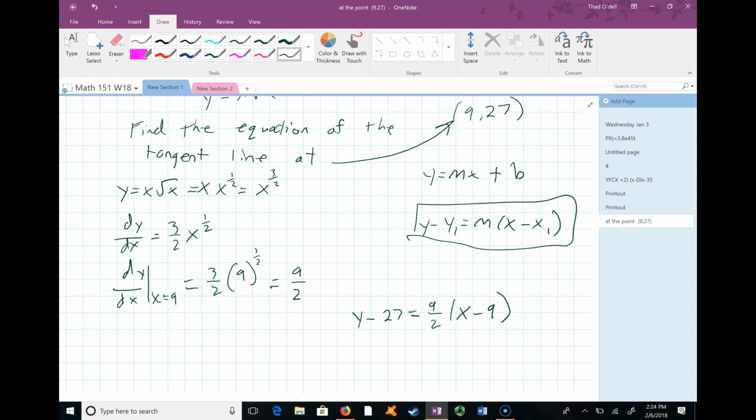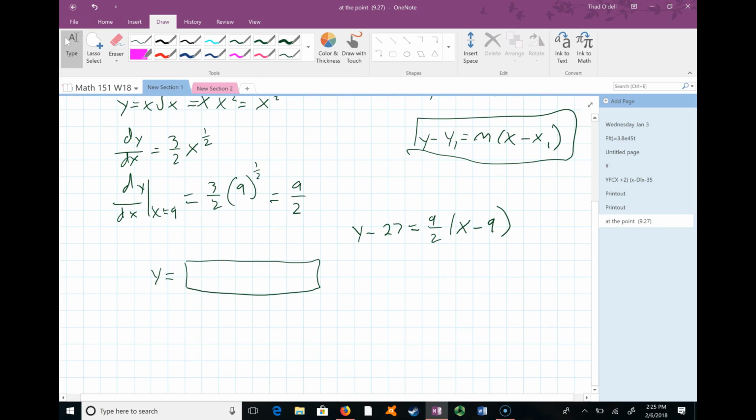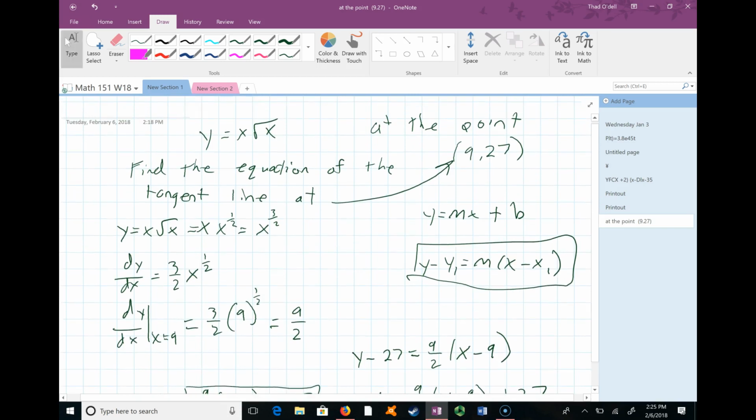But of course, in the web work, it basically has a y equals and then a box. So they're providing the y, and we have to adjust this. I'd add 27 to both sides, and I get y equals 9/2 times x minus 9 plus 27. So now I have the equation with y on one side and everything else on the other. Then I would put that 9/2 (x minus 9) plus 27 in the box. Okay, so that was homework 4, number 6.